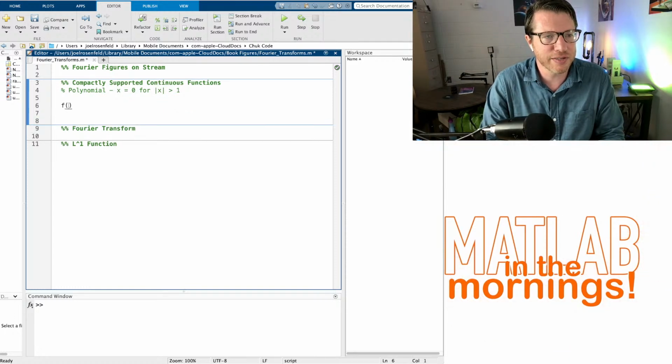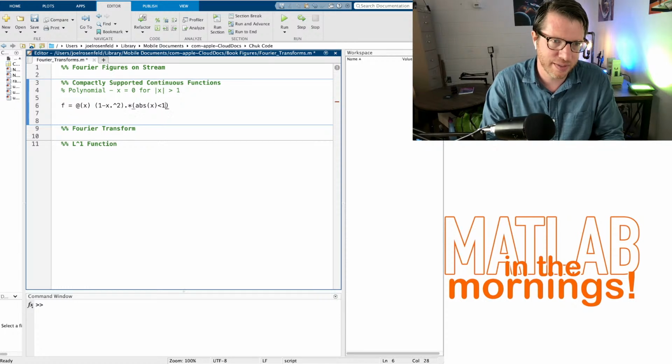So I'm gonna have f of x, f is equal to at x, and we're gonna put in here x point, let's try, oh, I don't know, 1 minus x squared. Put a point there so we can put a whole vector in there, and then point times of absolute value of x less than 1. All right, let's see what we get.